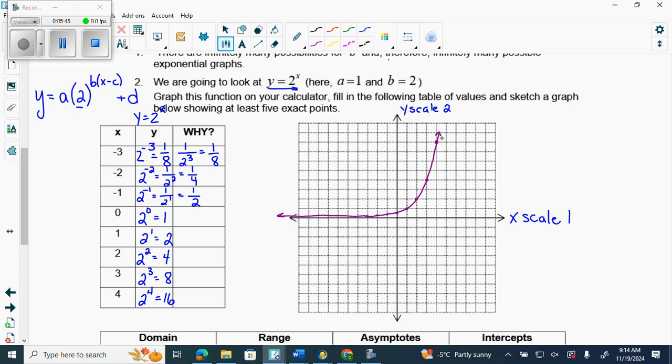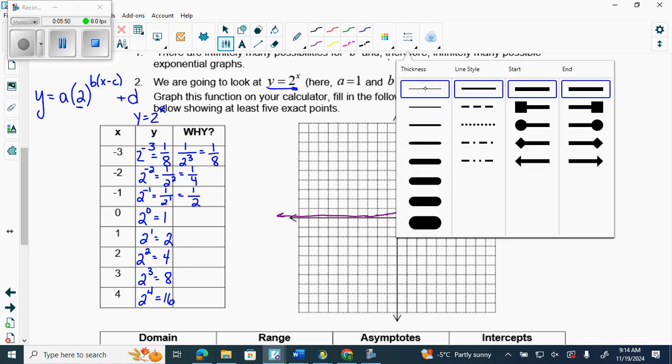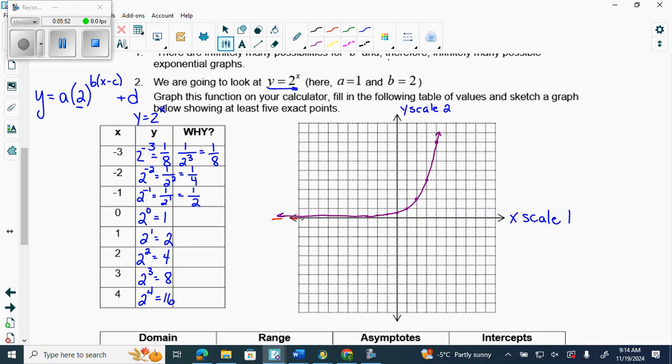Now, why is it running closer and closer to this? Because exponential functions have a horizontal asymptote on the x-axis. What's the only thing that can move that asymptote? Think about it for transformations. What's the only thing that can move that?